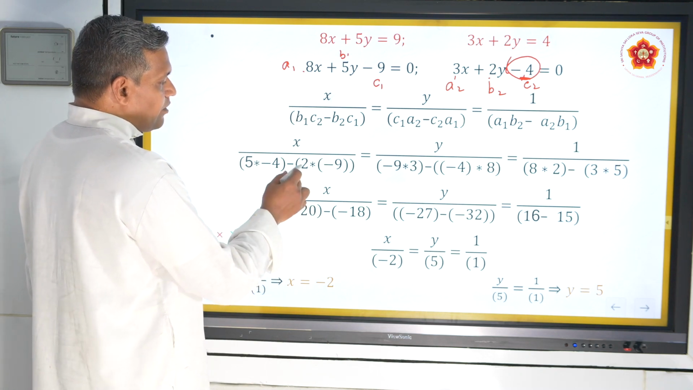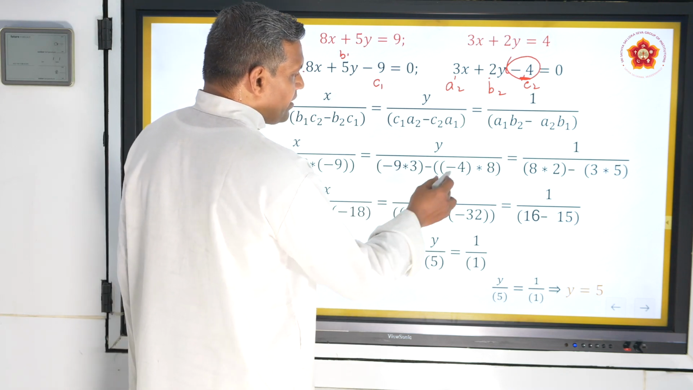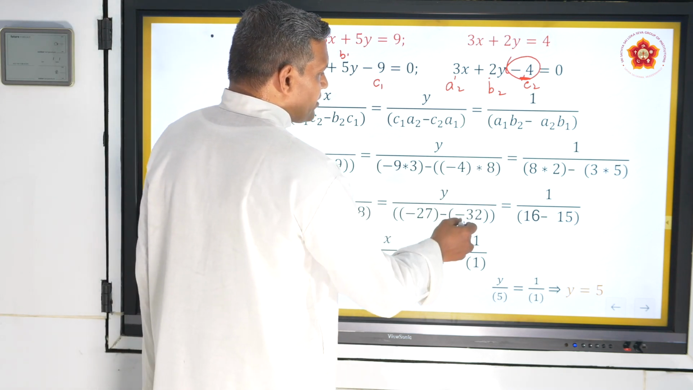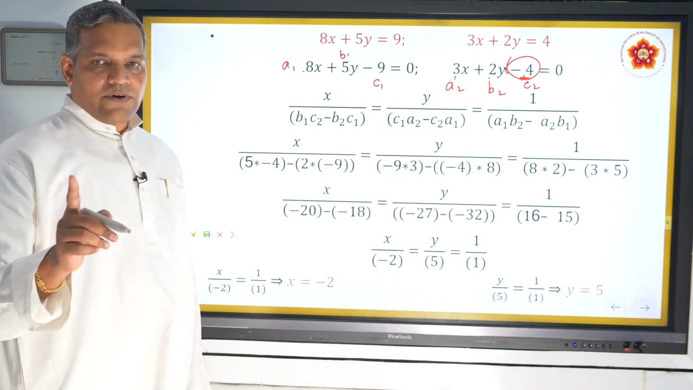Minus comes as such. 2 9s are 18, minus 18. And 9 3s are 27, minus 27. 4 8s are 32, minus 32. 8 2s are 16, 3 5s are 15. Yes, we simplified only one part.